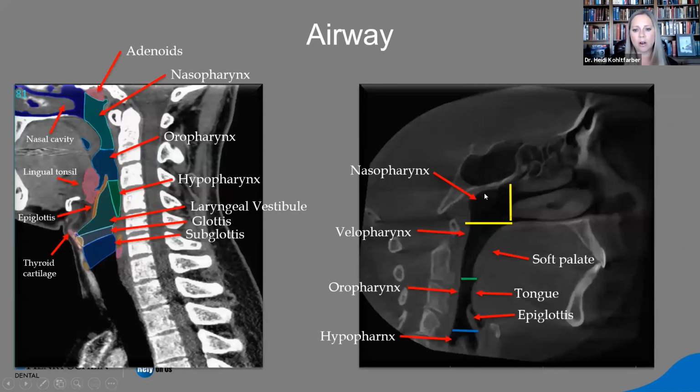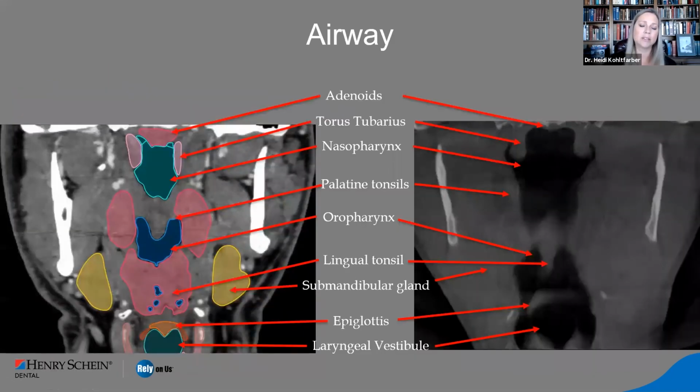We have our nasopharynx. Of course, we have our nasal fossa in this region. Nasopharynx, we have our oropharynx and our hypopharynx. Here we can see the base of the tongue. Of course, we have our soft palate, and we've got our epiglottis. And here we can see it from our coronal sections as well. Our adenoid tonsils will be up in the top here. And we have torus tubarius right there.